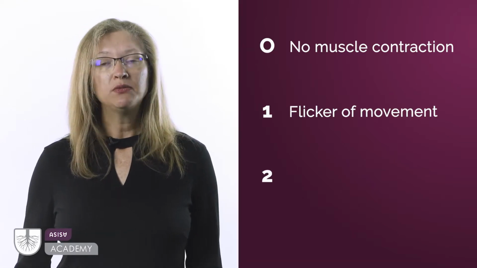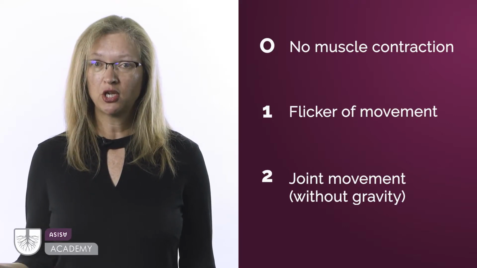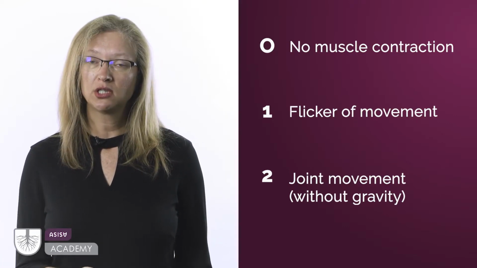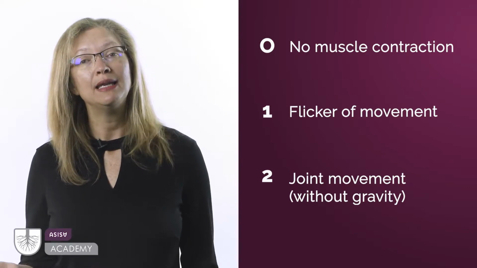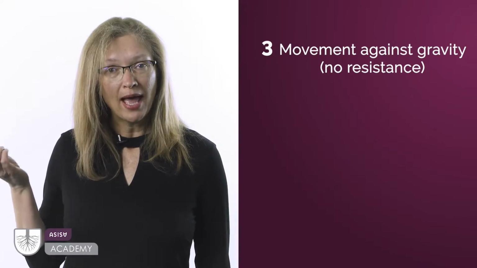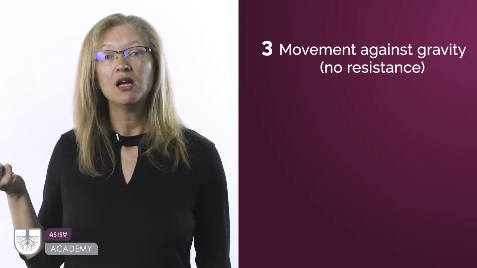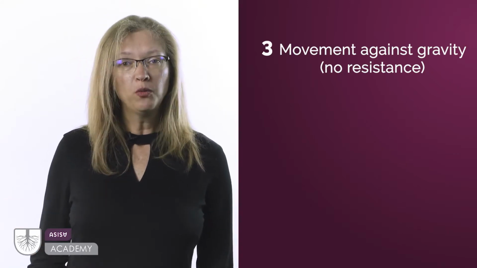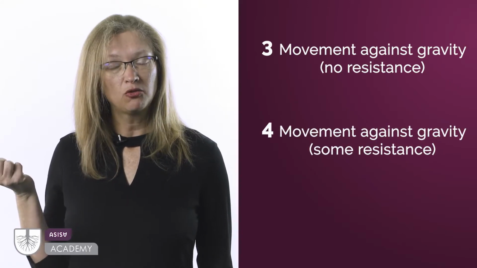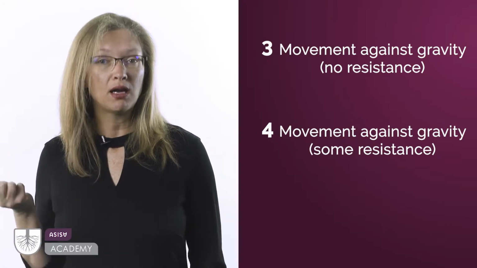Grade 2 is movement at the joint when gravity is eliminated. So, for example, when you just move your limb in a horizontal plane. A grade 3 movement is when there is movement against gravity, but with no resistance. So you can lift your hand up, but you can't pick anything up because that would be some form of resistance. Grade 4 movement is when there is movement against gravity and with some resistance. So for example, you will be able to pick up a light object.